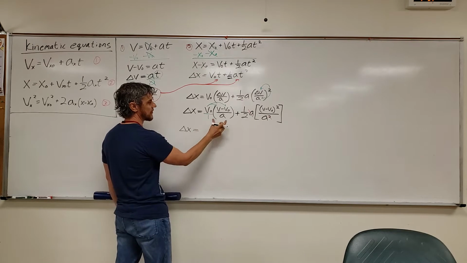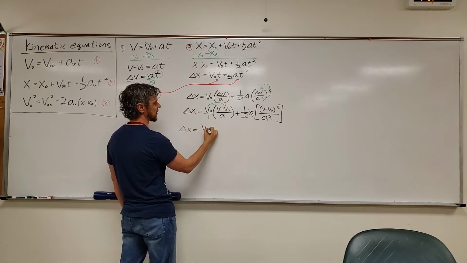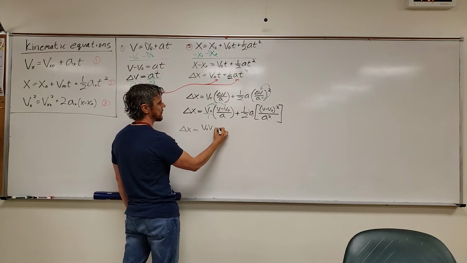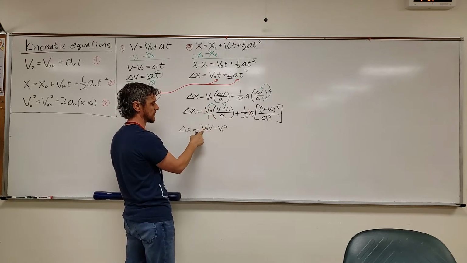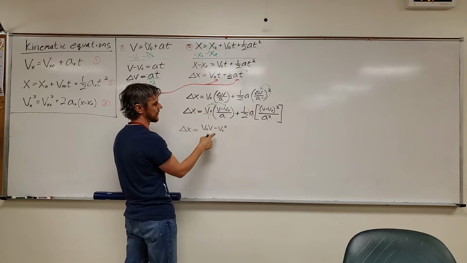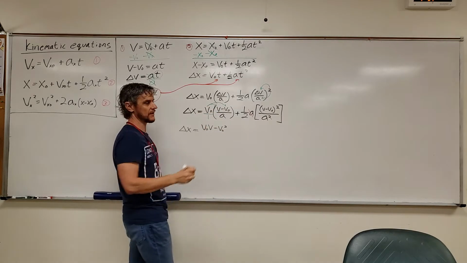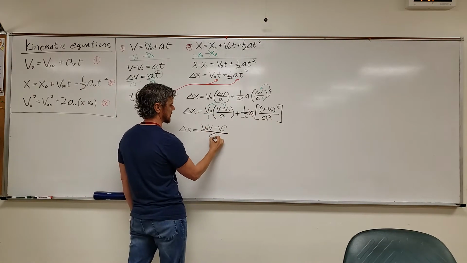So when I do that, this term becomes the initial velocity times the final velocity minus the initial velocity squared. Right? V naught times v is v naught v. V naught times negative v naught is negative v naught squared. And again, that's over the acceleration a.